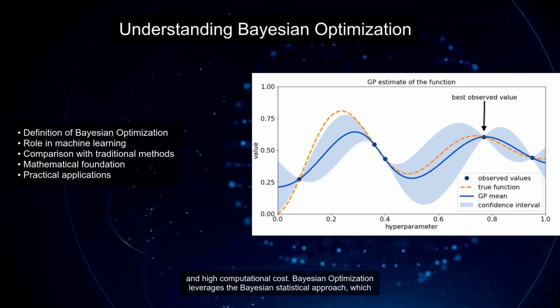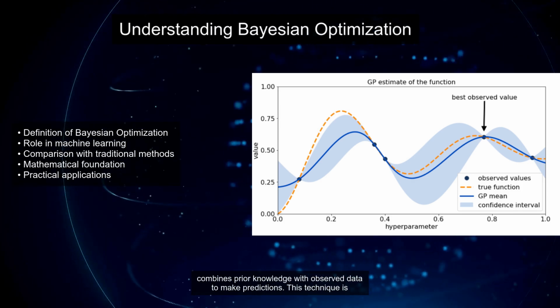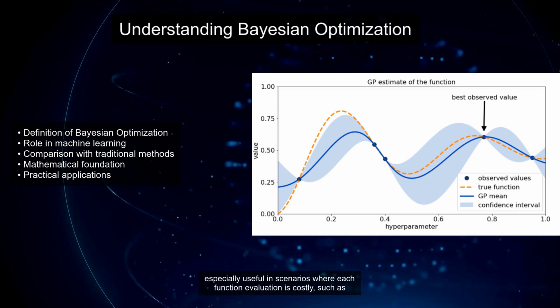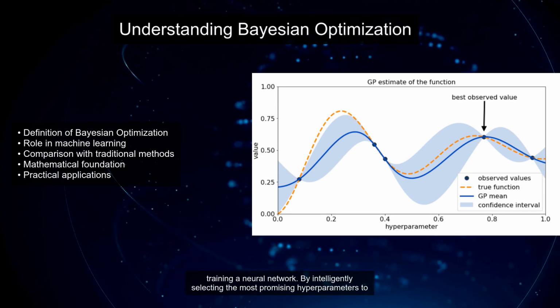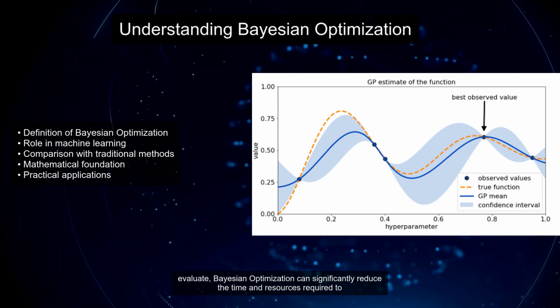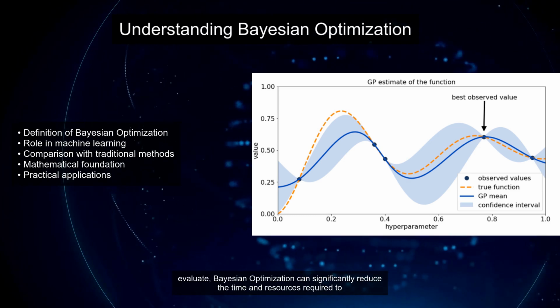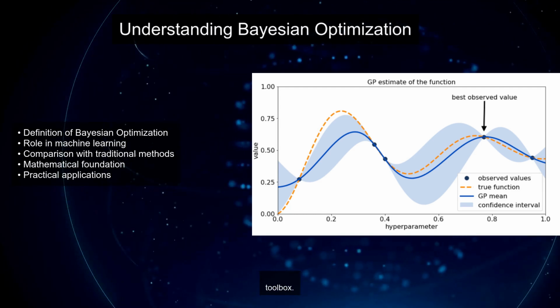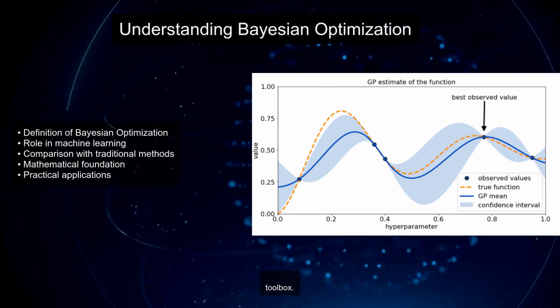Bayesian optimization leverages the Bayesian statistical approach, which combines prior knowledge with observed data to make predictions. This technique is especially useful in scenarios where each function evaluation is costly, such as training a neural network. By intelligently selecting the most promising hyperparameters to evaluate, Bayesian optimization can significantly reduce the time and resources required to find optimal settings, making it a valuable tool in any data scientist's toolbox.